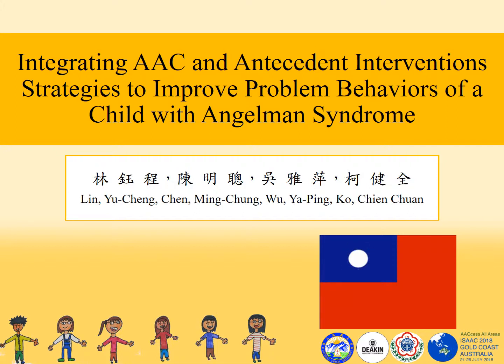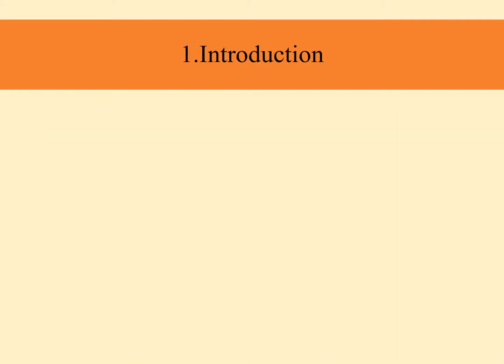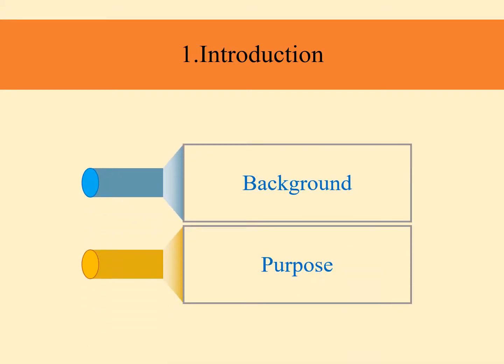Today, the topic I want to share is integrating AAC and antecedent intervention strategies to improve problem behavior of a child with Angelman syndrome. This is my outline. There are 3 parts in my presentation. First, introduction. Second, method. And the last part is result and discussion. The introduction includes background and purpose.